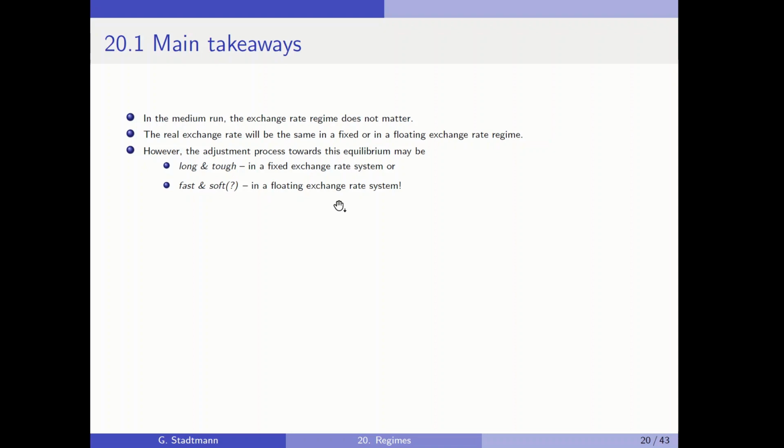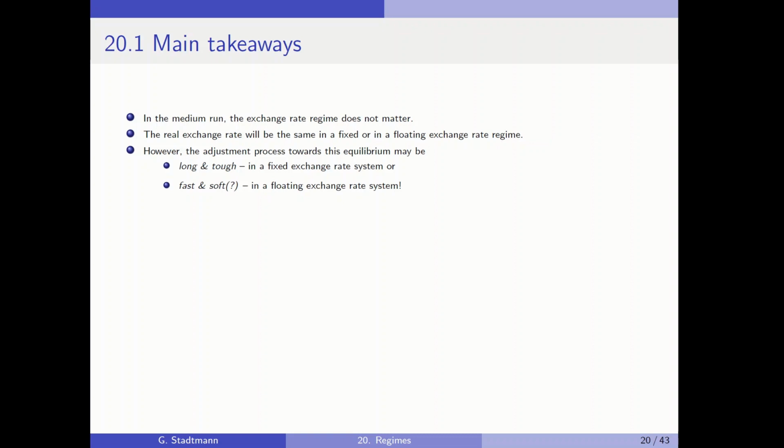In chapter 20.1, we were looking at one numerical example, and we were already able to derive central results. One central result was that in case that the law of one price holds in the medium run, the exchange rate regime doesn't matter. The real exchange rate will be the same in a fixed or in a floating exchange rate regime. However, the adjustment process after a shock occurred towards this equilibrium might be long and tough in a fixed exchange rate system or fast and soft in a floating exchange rate system.